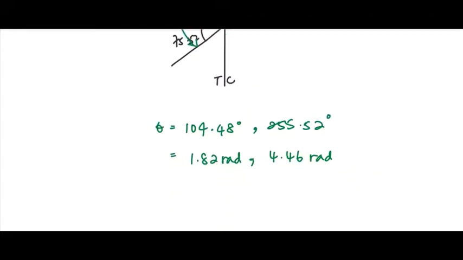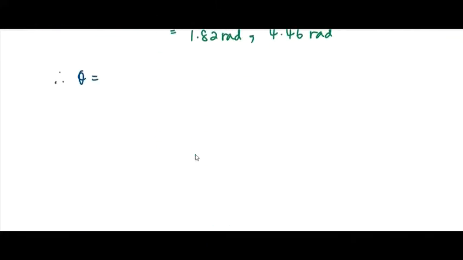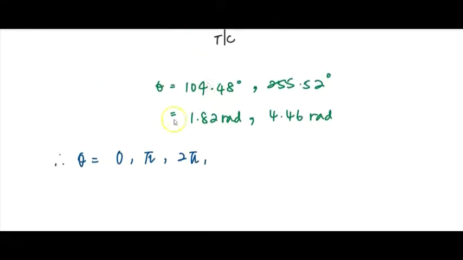Now you can make a conclusion for all your answers. You combine all your answers. That is the three answers from above: 0, pi, and 2 pi. And the next two answers will be 1.82 radians and 4.46 radians. That's it.